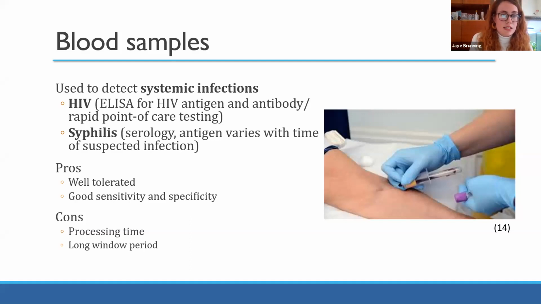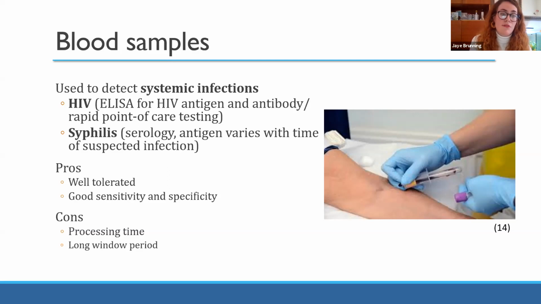And then syphilis, again, is a blood sample, and you're looking for serology here. It's important to note that the antigen varies at the time of specific infection. So there are 4 different antigens that you're looking for, and they show you immature or mature responses to syphilis. I haven't put them down, but if you want to look them up, feel free to. The pros of blood sampling are that patients know what they're getting into, and unless they're afraid of needles, they're not going to be that bothered about getting the test done. The other pro is that, because it's a laboratory test with molecular testing, they tend to have really good sensitivity and specificity.